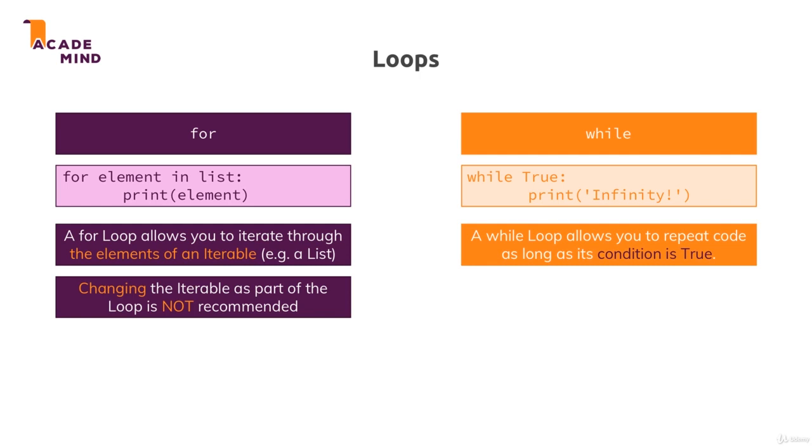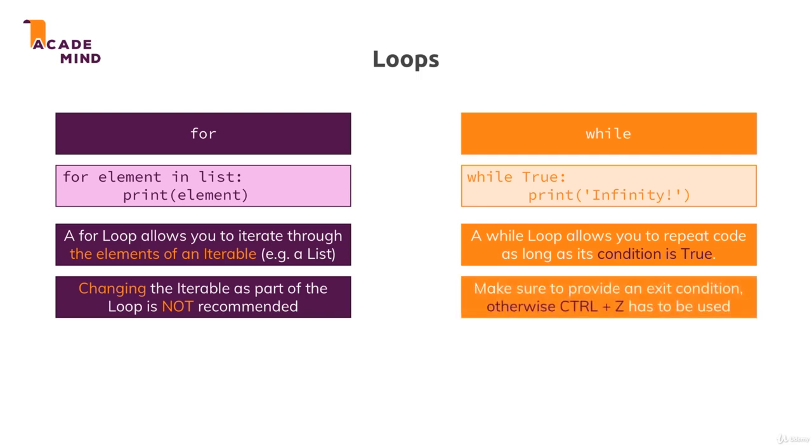Now for the while loop, you should try to provide an exit condition that can actually become false. If you do create an infinite loop, as in the code snippet here, Control-Z, which quits the Python process, is the only way of skipping out of that loop. And of course, that will not just end that loop, it will end the entire program. Now, that's the theory. Let's see loops in action then.